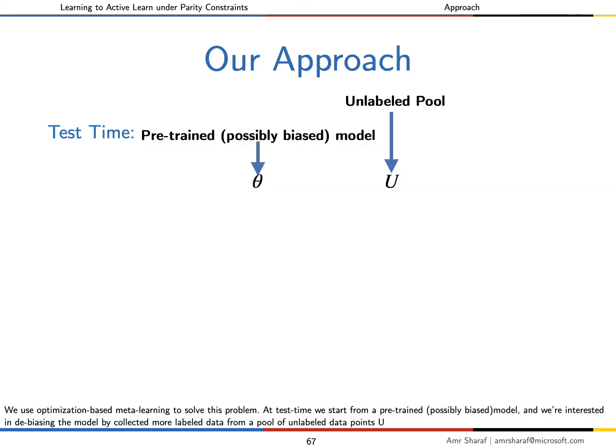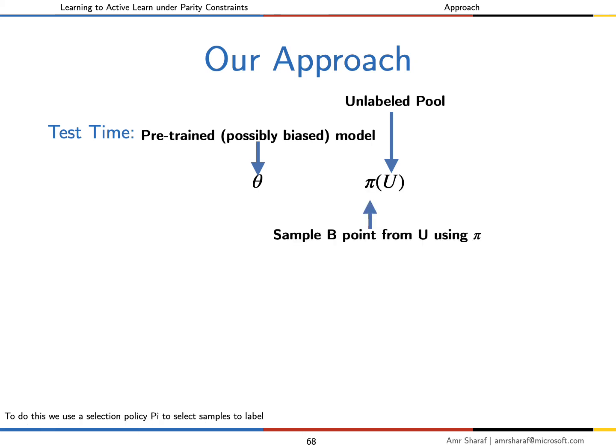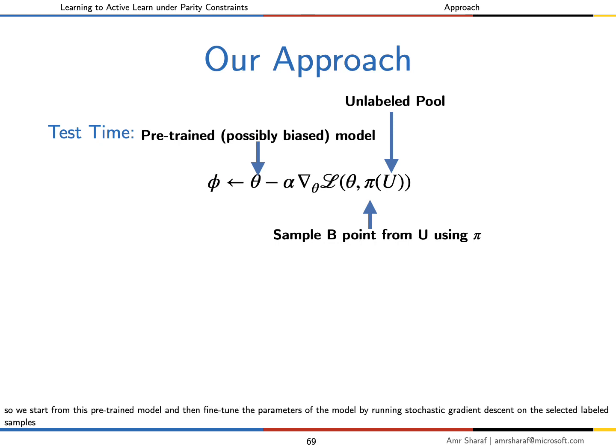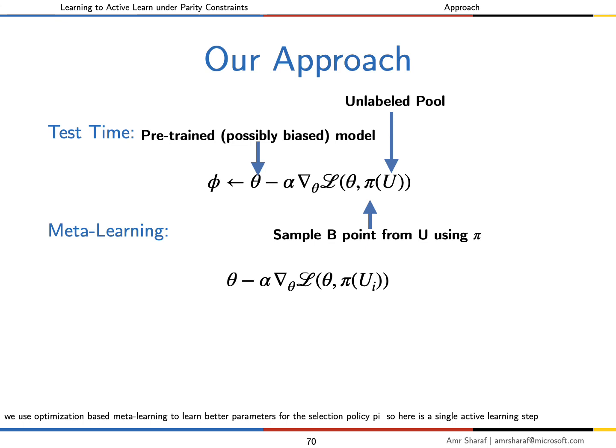We use optimization-based meta-learning to solve this problem. At test time, we start from a pre-trained, possibly biased model, and we are interested in debiasing the model by collecting more labeled data from a pool of unlabeled data points U. To do this, we use a selection policy pi to select the samples to label. We start from this pre-trained model, and then we fine-tune the parameters of the model by running stochastic gradient descent on the selected labeled samples. We use optimization-based meta-learning to learn better parameters for the selection policy pi. This is a single active learning step.